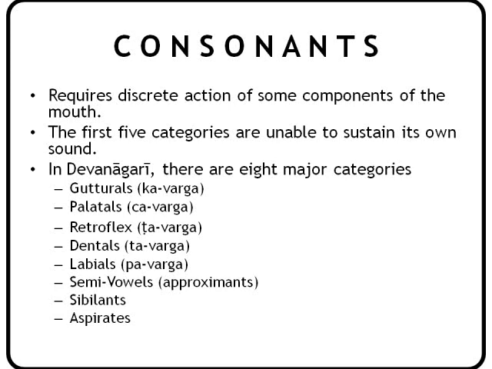If I were to ask you to say the letter K, make a K sound, and sustain as long as possible, you won't get very far. The best you'll do is go K, K, K. That's it. You can't extend that sound unless you have a vowel added to it. So those are the 2 major properties of consonants, is that they require some discrete action of some component in the mouth, whether it's the tongue, the roof, the palate, the teeth, what have you, and it cannot sustain its own sound. So in Devanāgarī, we have 8 major categories of consonants.